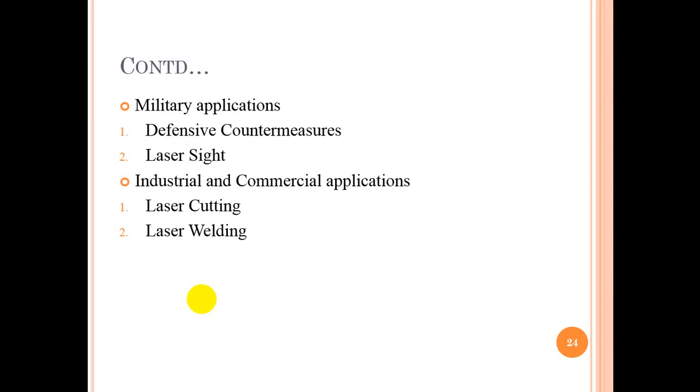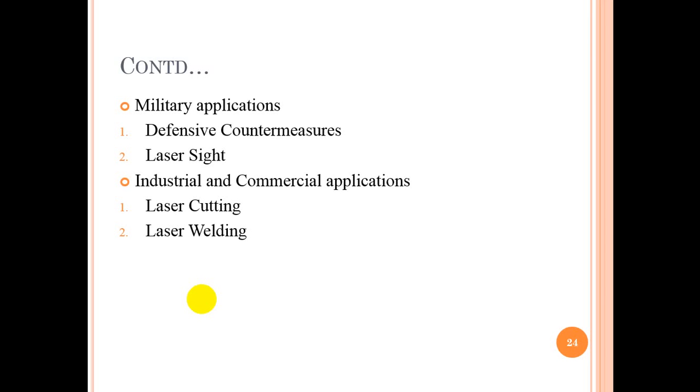Number two, laser sight. The laser, as in most firearms, application is being used as a tool to enhance the targeting of other weapon systems. For example, a laser sight is a small, usually visible light laser placed in a handgun or a rifle and aligned to emit the beam parallel to the barrel.